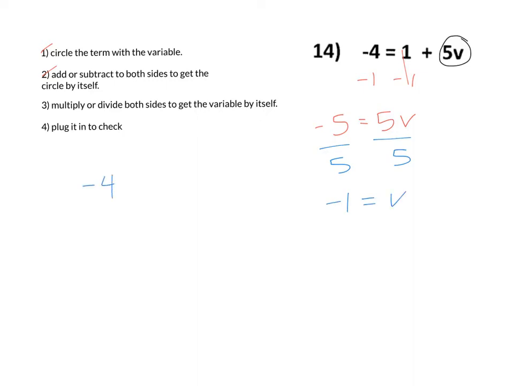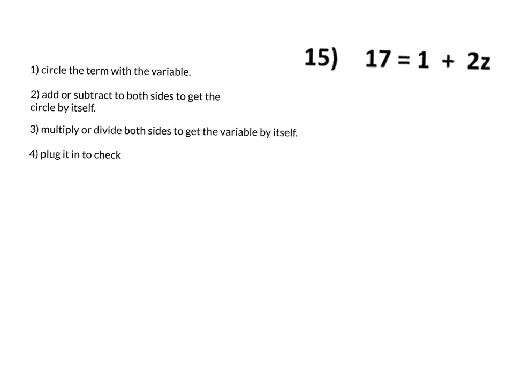I'd have negative 4 is equal to 1 plus 5 times negative 1. 5 times negative 1 is negative 5. Negative 4 is equal to 1 minus 5, negative 4. There is my check.